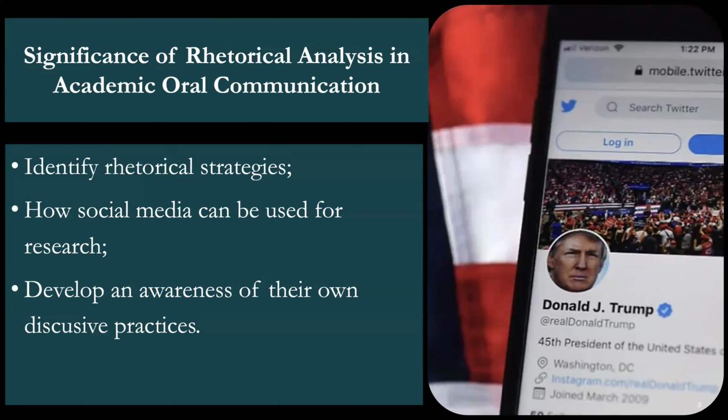So by becoming more attuned to these subtleties, my students gained a better understanding of how language could shape meaning and how they could leverage rhetorical techniques to strengthen their arguments or engage listeners more effectively in their own work.